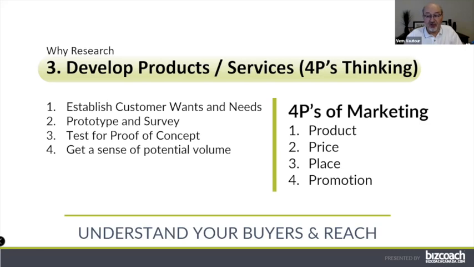We want to develop products and services, and potentially with 4 Ps thinking. The 4 Ps being product, price, place, and promotion. So the idea behind this is, as we develop our products, we want to establish what the customer's wants and needs are. We need to prototype and survey. We need to test for proof of concept, and we need to get a sense of the potential volume. In this case, we're doing primary research. So it needs to be integrated as sort of the full research package.